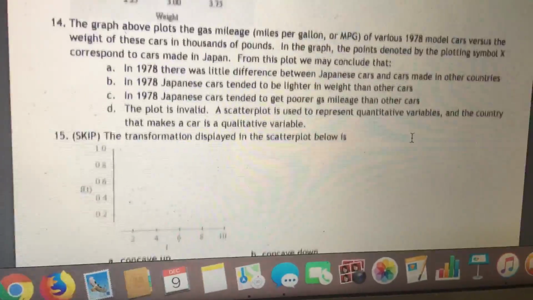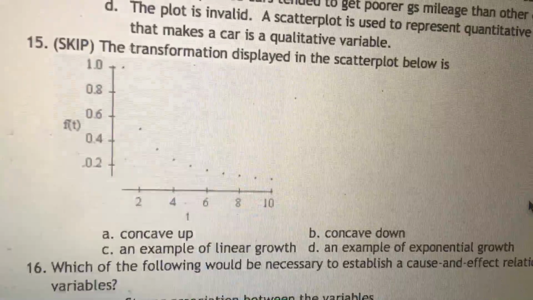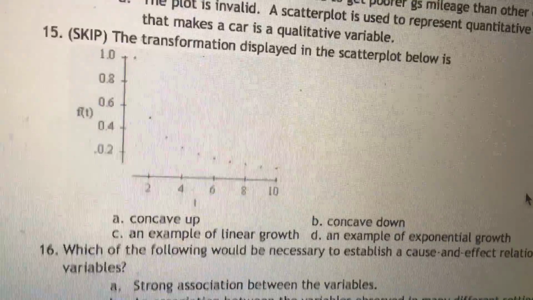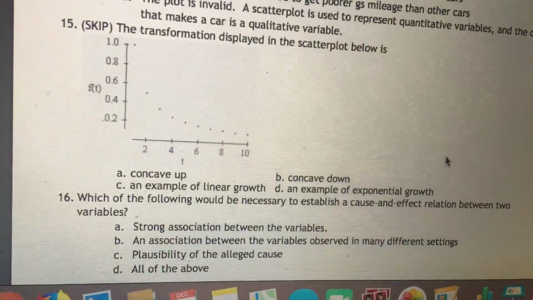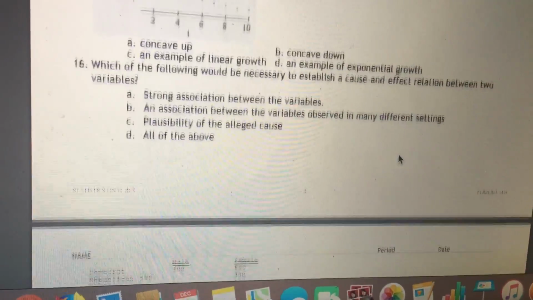15, it says skip, but we can look at this plot anyway, and that's what concave up looks like. It's decreasing in concave up. I think that's a calculus problem that is on this for some reason.